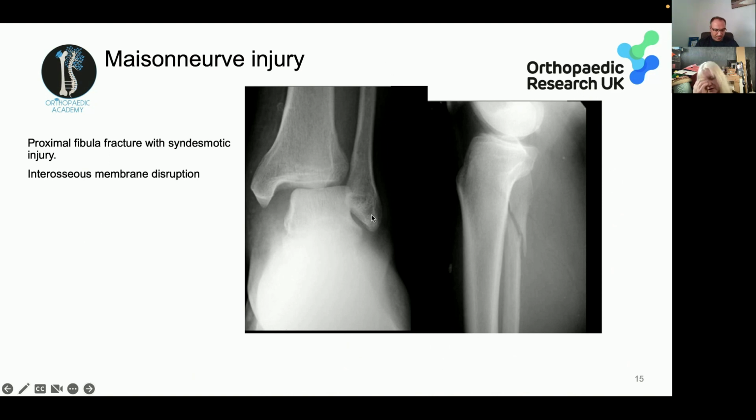But, oh, I can't see a fibular fracture. Well, the answer is you need to look further up. So this is an x-ray of the knee, a lateral view. And you can see a fracture here through the proximal fibula.